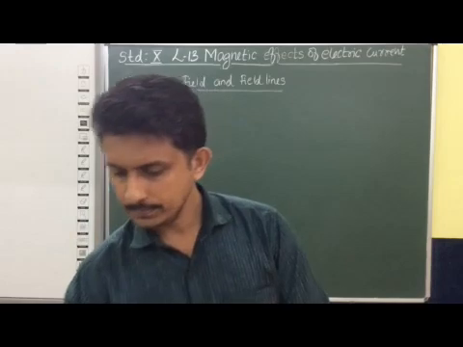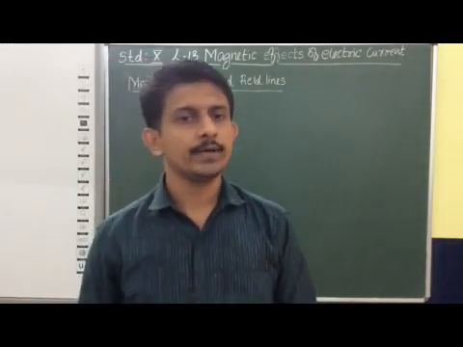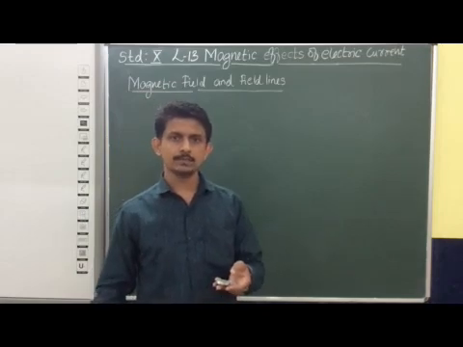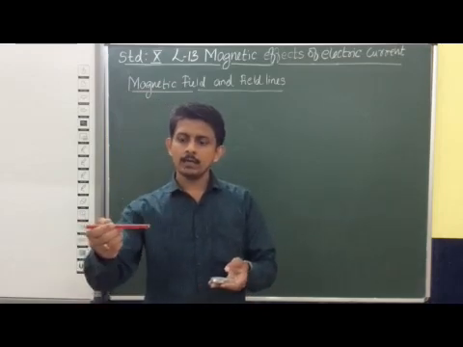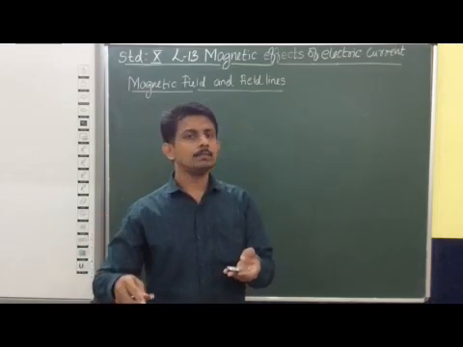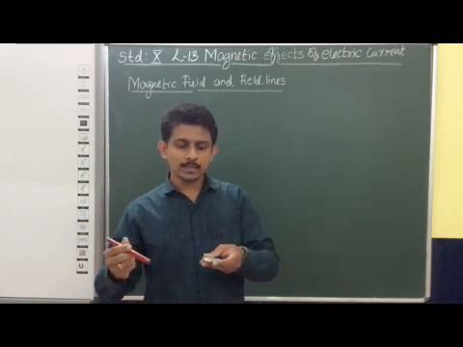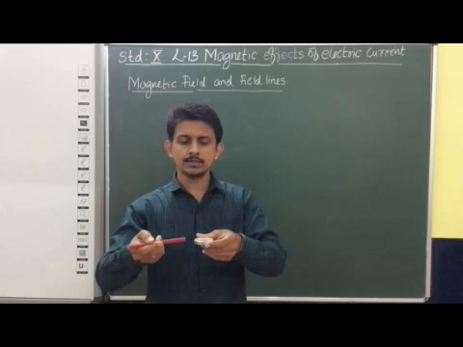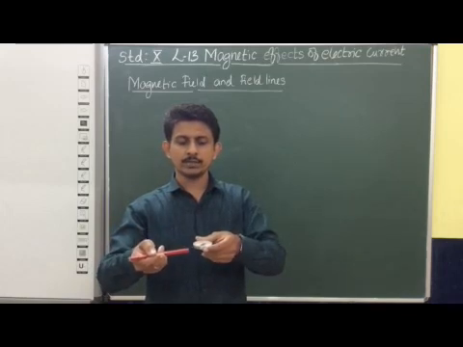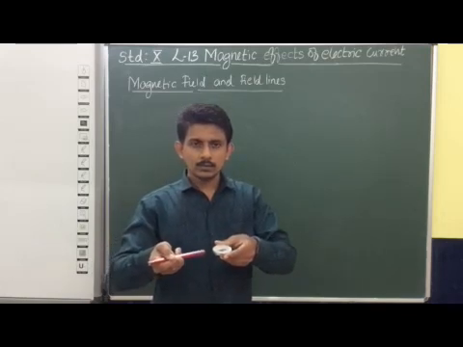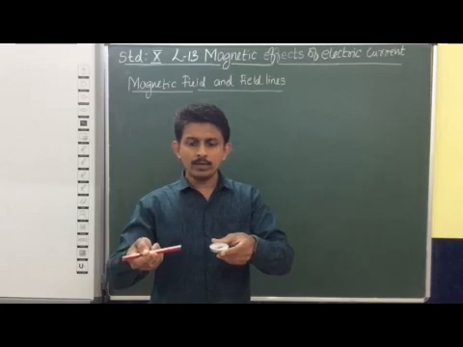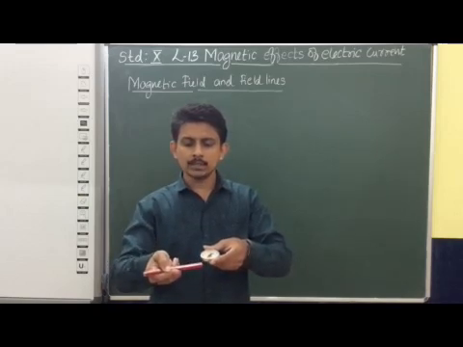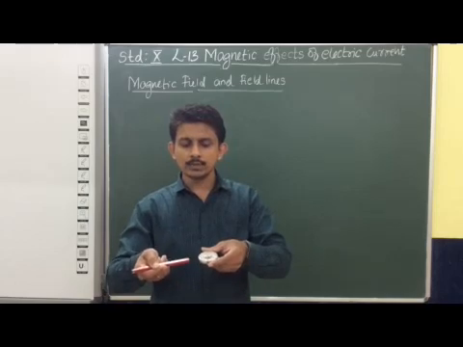Students, we know that when we are considering the case of a bar magnet and a magnetic compass, suppose I am bringing a bar magnet near this magnetic compass. You can see that this magnetic needle is showing deflection. So we can say that when we are bringing a bar magnet near this magnetic compass, this needle is showing deflection.